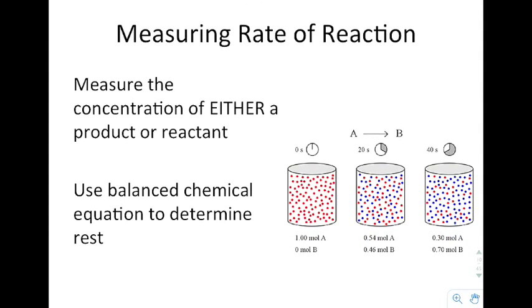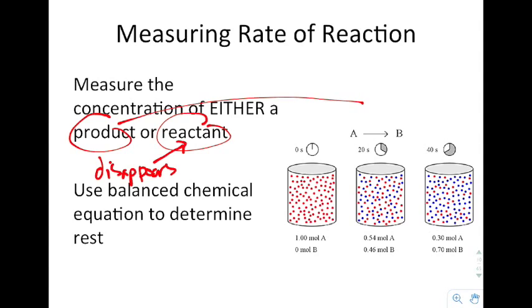Now, whenever you're measuring the rate of a reaction, in other words, how fast a reaction is occurring, you actually have a choice. You can look at how quickly reactants disappear, or you can look at how quickly products form, because those rates are tied to one another by stoichiometry. You can use the balanced chemical equation to figure out the second if you know what the first is.